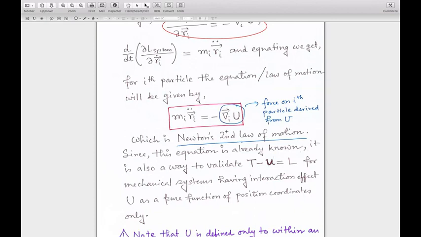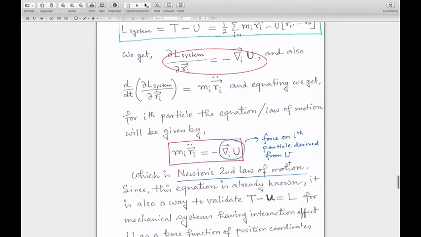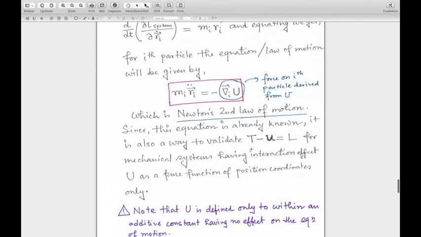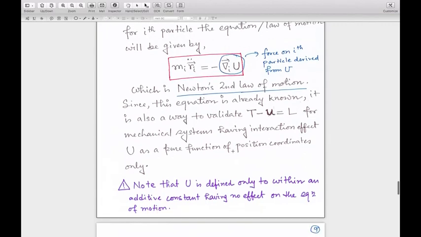Basically that is a way to cross check that T minus U is equal to L, which we assumed for a system of mutually interacting particles. It is a valid assumption, or a reasonable form. So just by guessing, in a trial by trial method, we put that and showed that this gives us something we already know in its correct form, that is Newton's second law.